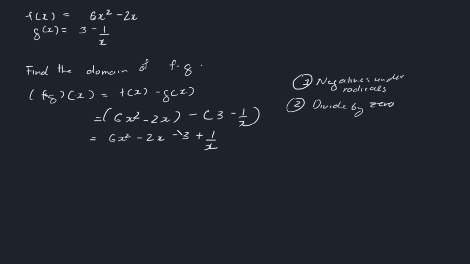So let's see. Are there negatives under radicals? There's no negatives under radicals. Is there a possible divide by 0? Yes, there is. So this denominator right here can't be equal to 0. So what we usually do is we know this cannot equal 0, but it works for every other value less than or greater. So if we write this in set notation, the domain is simply negative infinity to 0 and 0 to infinity.